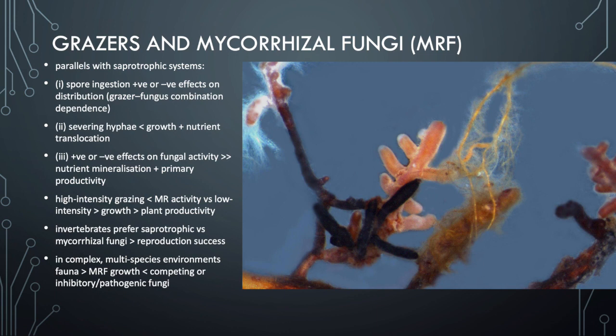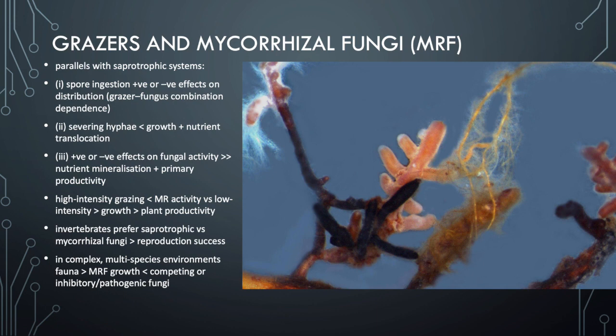Severing of hyphae actually reduces growth and nutrient translocation in mycorrhizal fungi. So it's better that these fungi are not fed upon, given that plants very much rely on those nutrients being delivered directly to the plant via these mycorrhizal networks and the mycorrhizal hyphae. And there can be either a positive or negative effect on fungal activity, leading to nutrient mineralization and primary productivity. High intensity grazing reduces mycorrhizal activity, versus low intensity grazing that increases growth and increases plant productivity. So these are the parallels between grazing on saprotrophic fungi and mycorrhizal fungi.